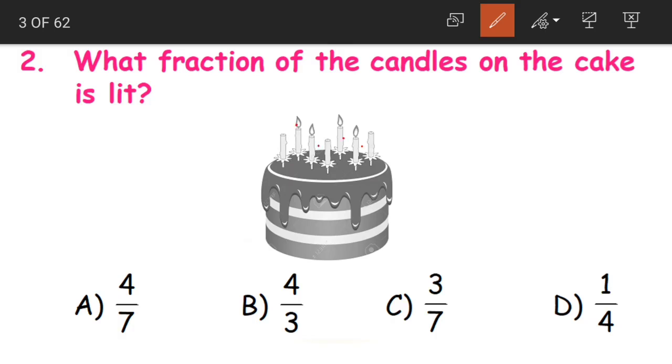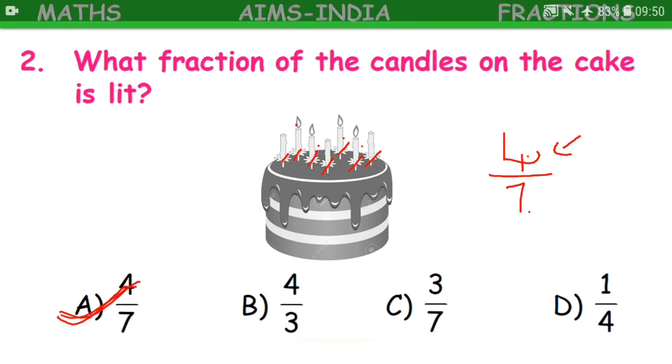Just now we counted that the number of candles that are lit, that are burning, are 4, divided by the total number of candles. How many do we have? 1, 2, 3, 4, 5, 6 and 7. So 4 becomes our numerator, 7 becomes our denominator. So 4 by 7 is the fraction of the candles that are lit. If you look at the options, option A, 4 by 7 is the correct one. Okay children, understood question number 2?